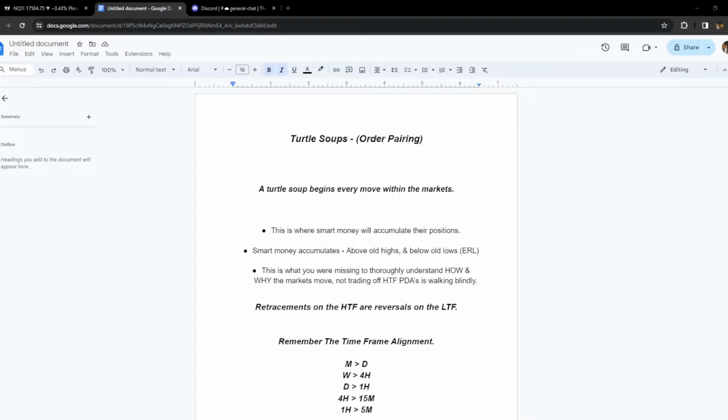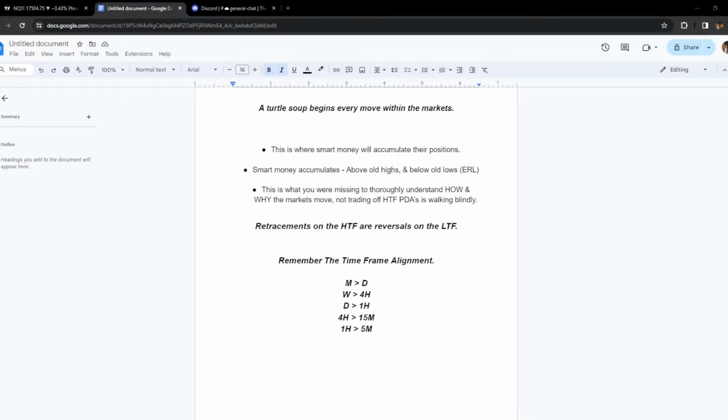Not trading off higher time frame PD arrays is walking blindly in the markets. If you are not trading off of higher time frame PD arrays, you have no idea what you are doing in the markets. Now, what I want you to know that is extremely important is retracements on the higher time frames are reversals on the lower time frames.